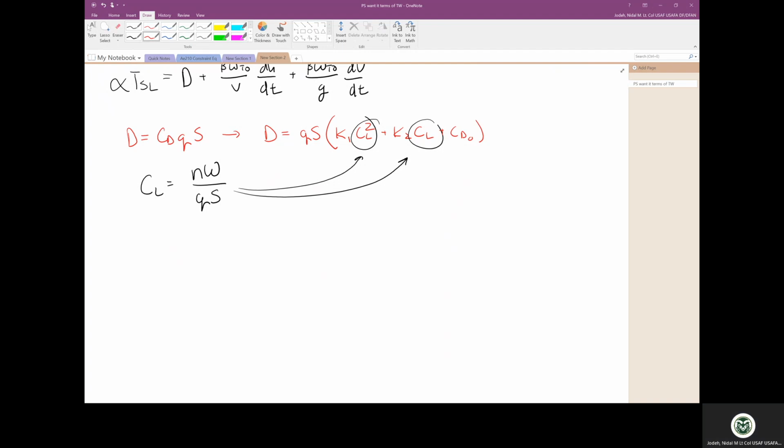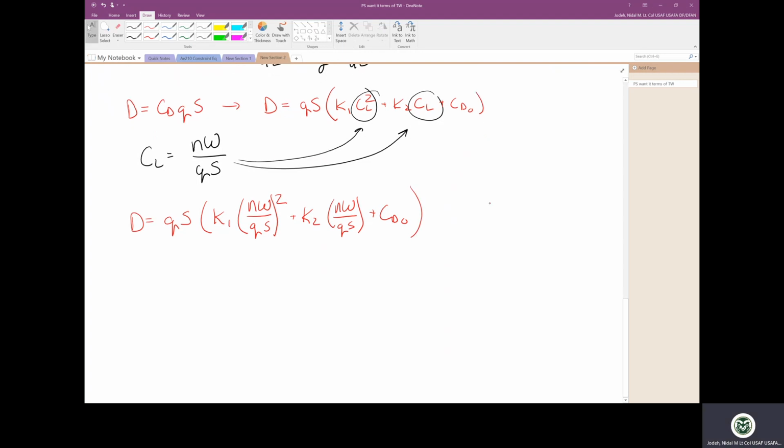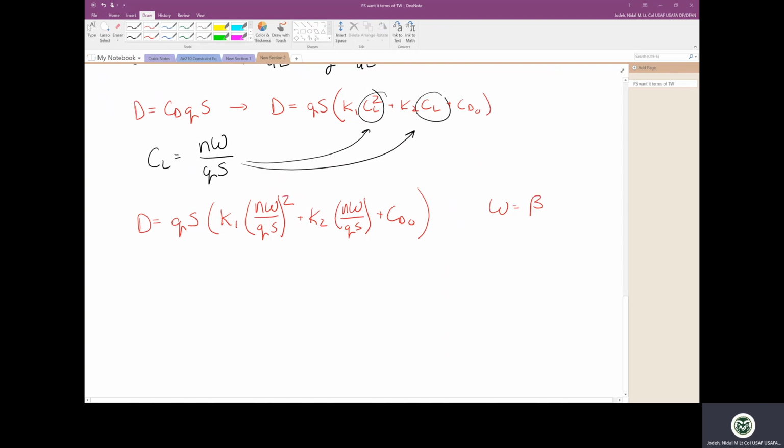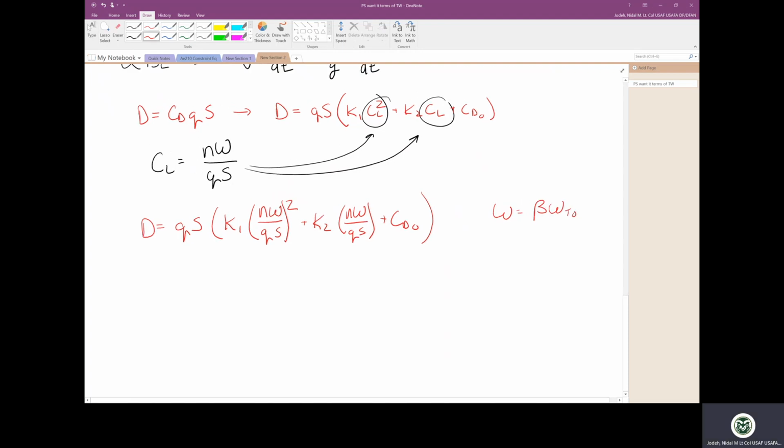So our new drag equation is qS times K1 times nW over qS, don't forget quantity squared, plus K2 nW over qS plus C_D0, close parenthesis. Now, what did we say about weight? Weight was equal to beta, our weight fraction, times weight at takeoff.